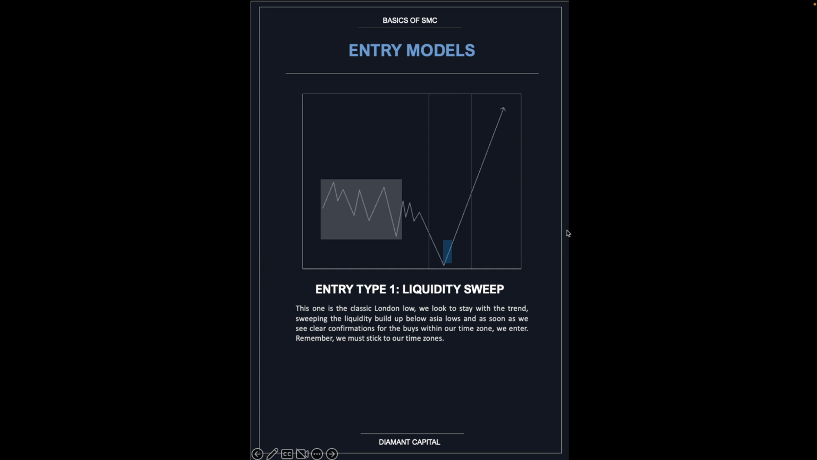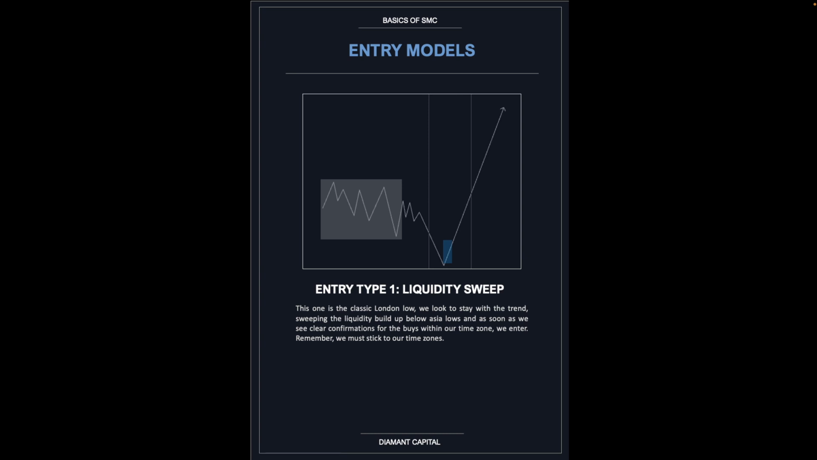So when it comes to the first entry model, the first one we're going to be looking at is entry type 1. This is called the liquidity sweep. In general, this one's the classic London low. We look to stay with the trend, sweeping liquidity below the build up, below the lows, for example, in this scenario. And then as soon as we see some clear confirmations for buys within our time zone, we actually do enter. Remember, we must always stick within the time zones. Anytime before, anytime afterwards, we're not interested at all.